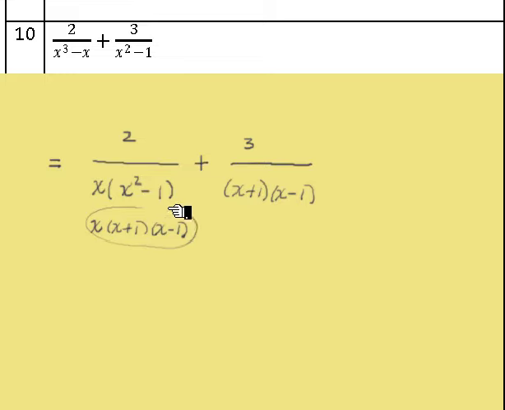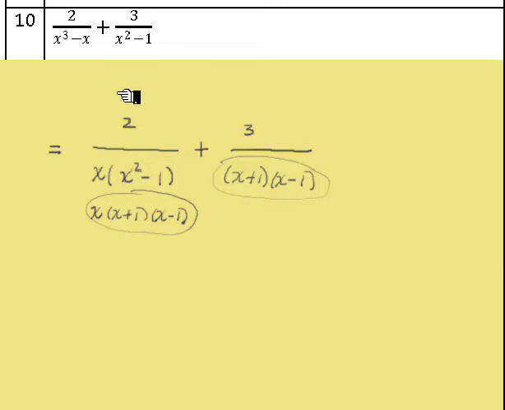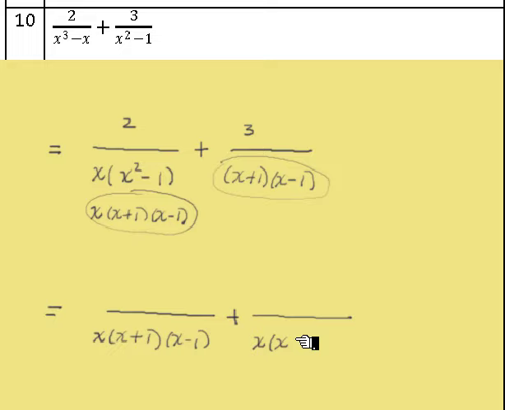Let's compare the two factored denominators. We see that we have factors of x, x plus 1, and x minus 1. So the common denominator is going to be all the factors. That would be x times x plus 1, x minus 1. The first denominator is the common denominator. It contains all the factors to the highest exponents that they appear, which is only 1 in this case.